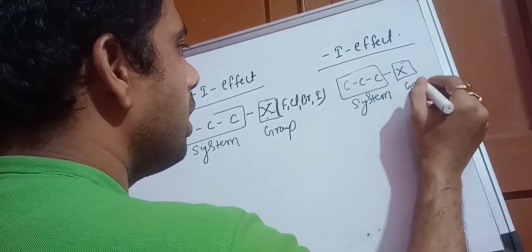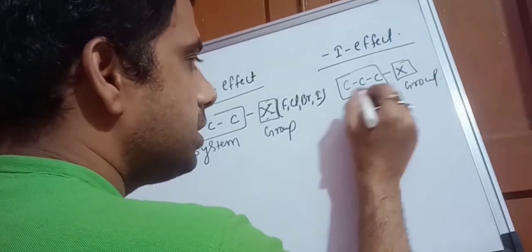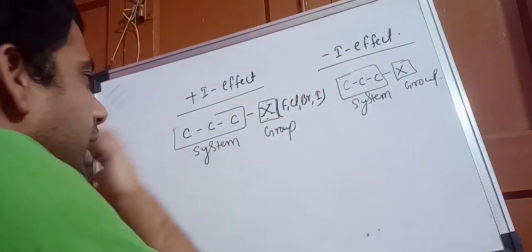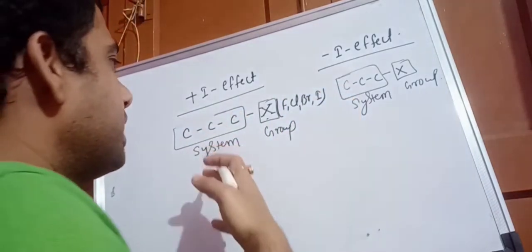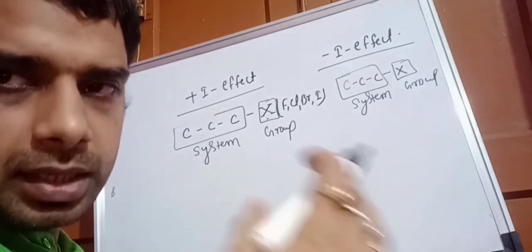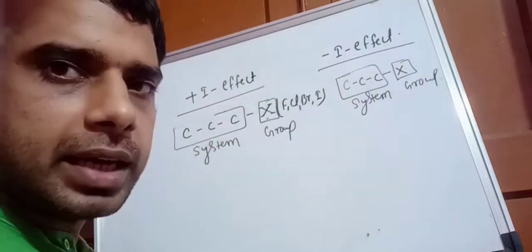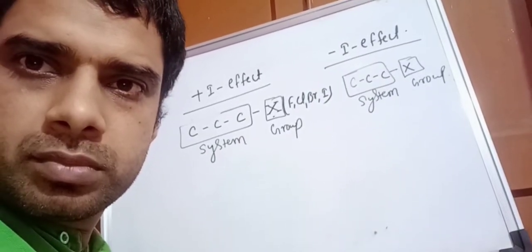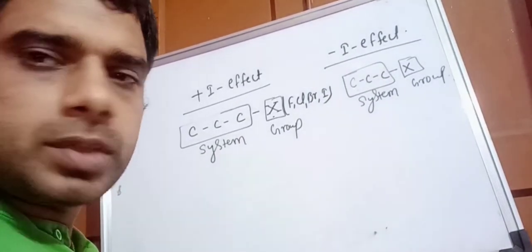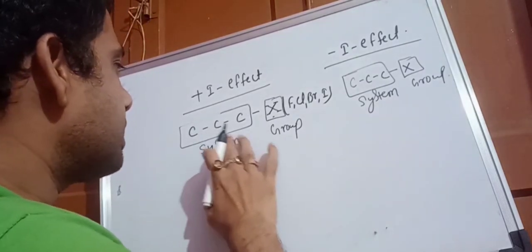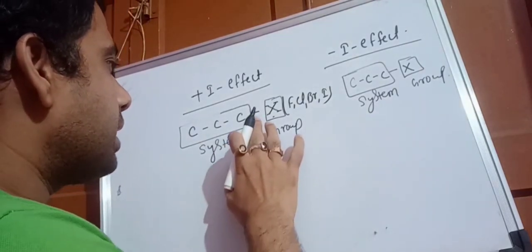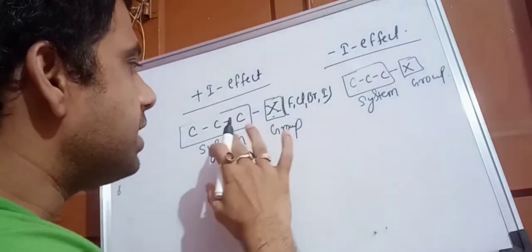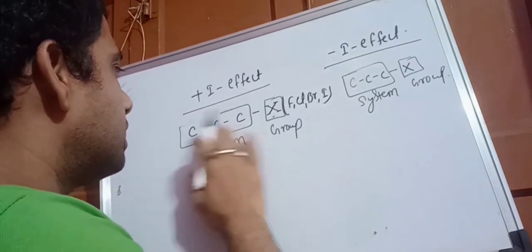Now why have I written only up to 3 carbons? Why have I not written 5 carbons? Why have I not written only 1 carbon? There is a rule, and that rule is that the inductive effect, the positive I effect, will die down after the 3 carbon.